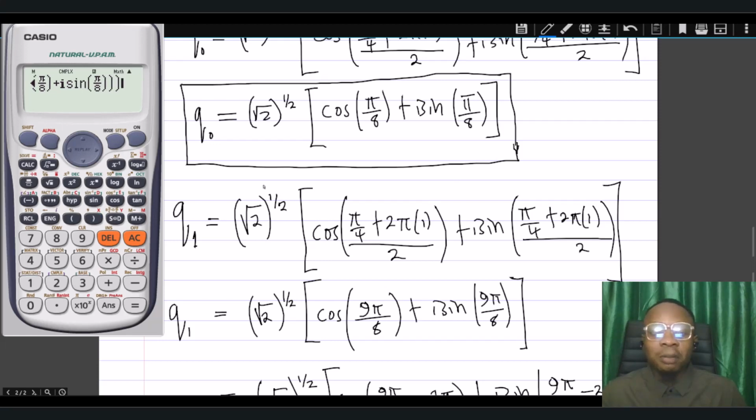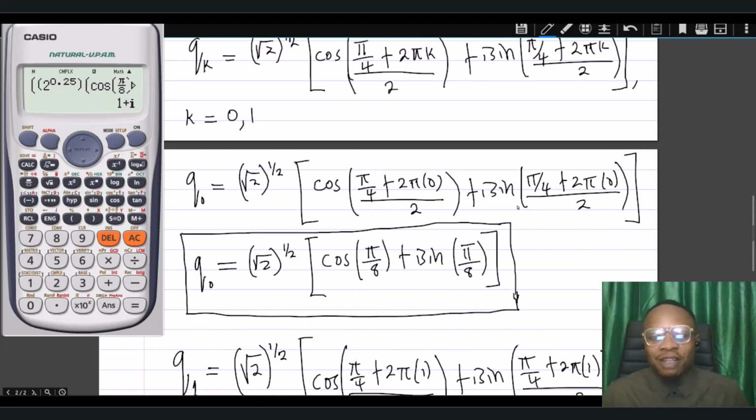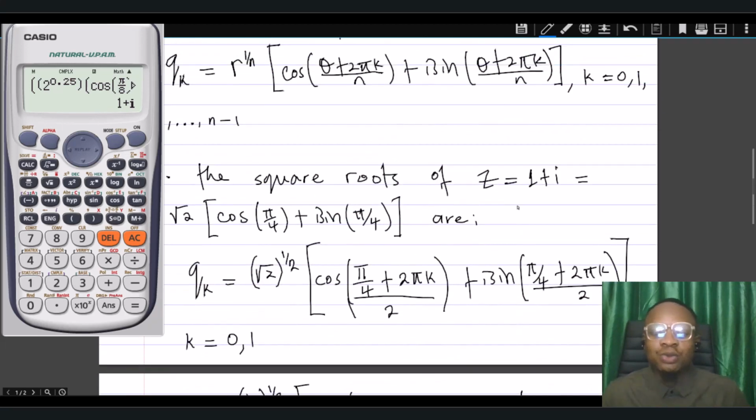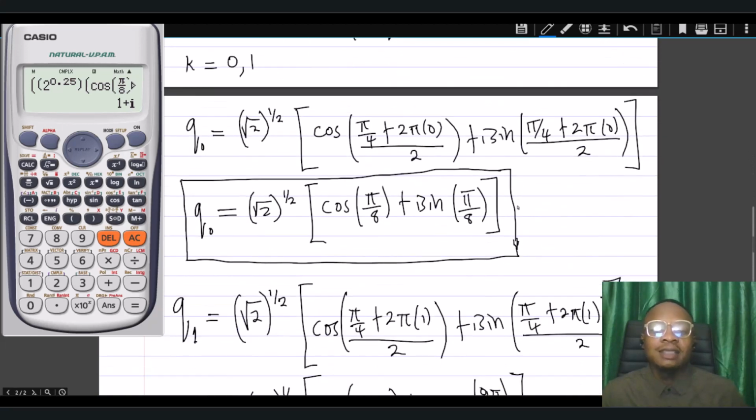Then we'll raise everything to the power of 2 to see if it gives us z plus I. So we'll raise it to the power of 2. So let's see what it gives us. It gives us 1 plus I, which is the number we are looking for its square root. So that confirms for us that indeed what we have obtained here gives the square root of 1 plus I, because its square is 1 plus I.